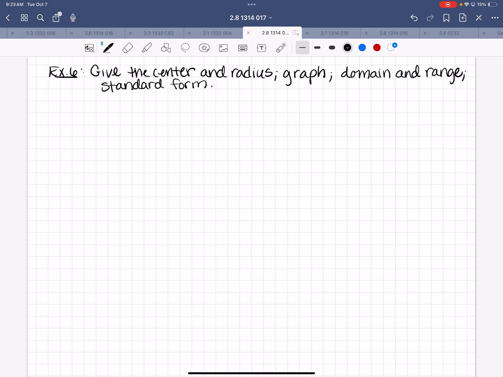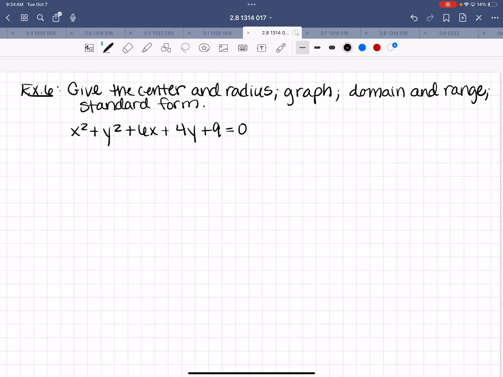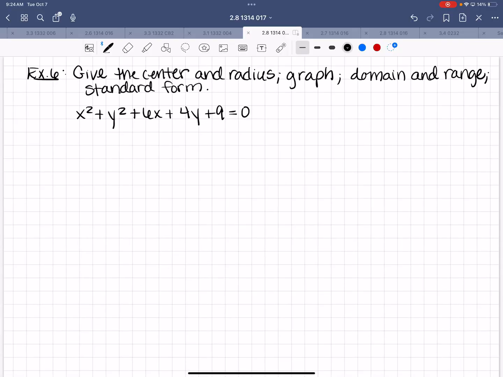Okay, we want to give the center and the radius. We want to graph it. We want to find the domain and range, and we want to write it in standard form. That means it's in general form. And they give us x squared plus y squared plus 6x plus 4y plus 9 equals 0. Okay, so let's go through the steps of what we need to do.